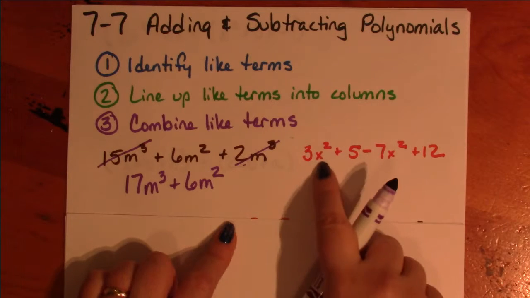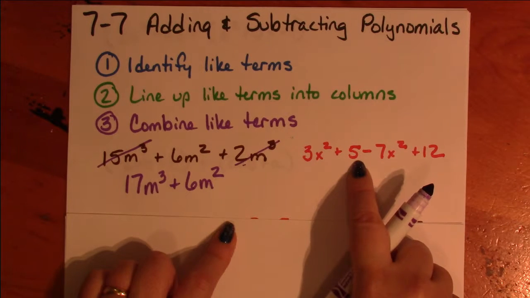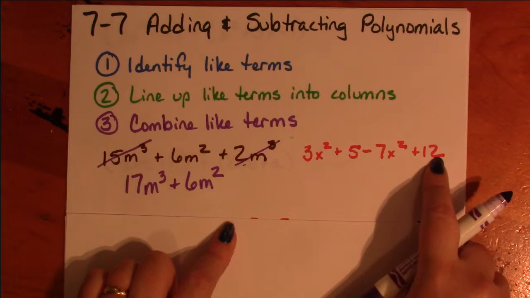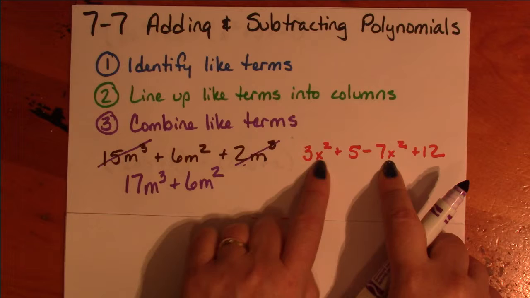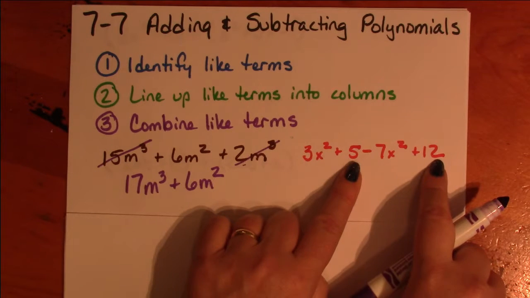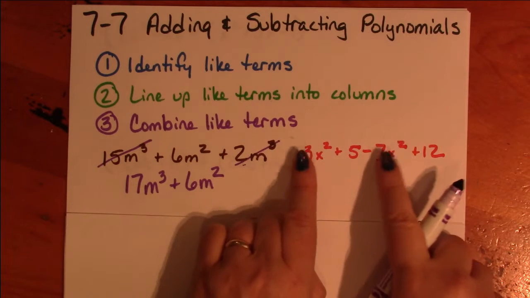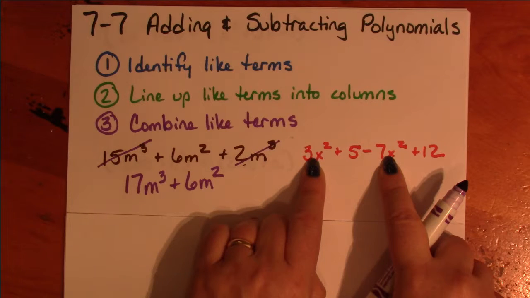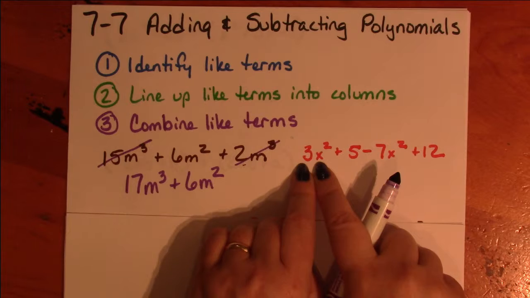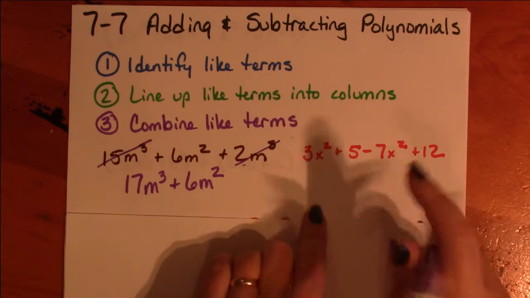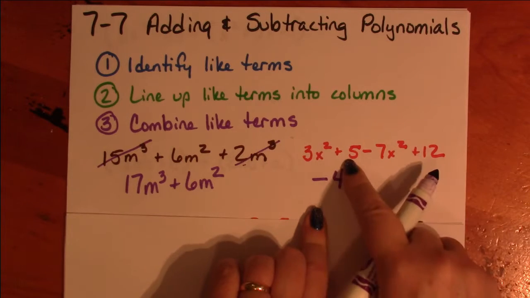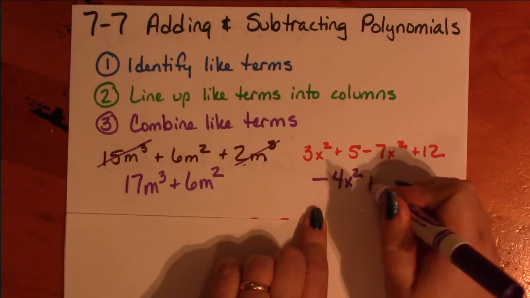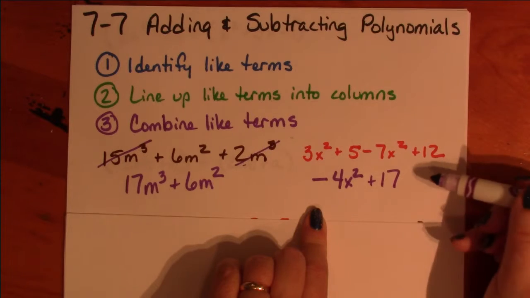Here's another one: 3x squared plus 5 minus 7x squared plus 12. So we've got two items that are x squared and two items that are constants. So we're going to combine these two and combine these two, making sure to bring the signs with us. So positive 3x squared and negative 7x squared is going to give us a negative 4x squared. And a positive 5 and a positive 12 gives us a positive 17. So that's our answer.